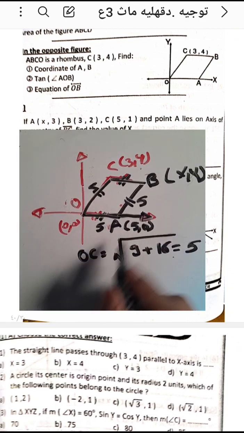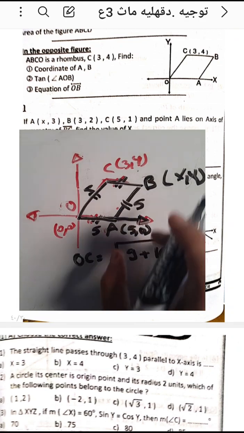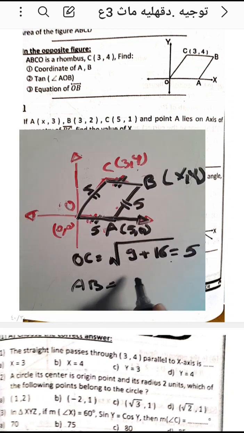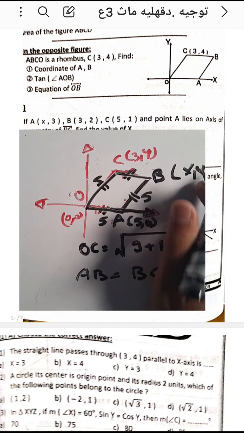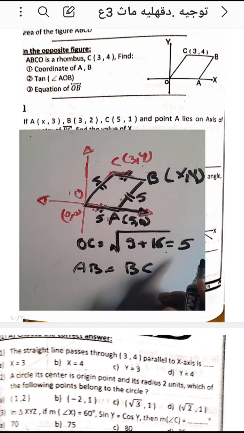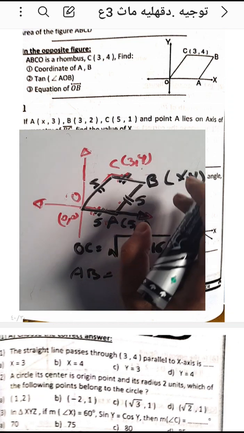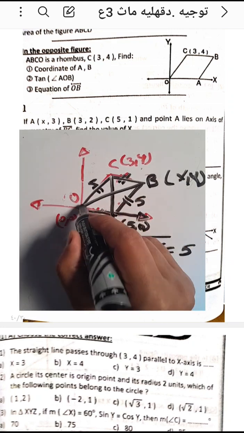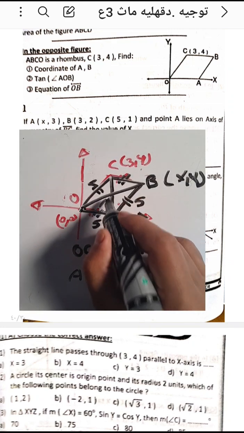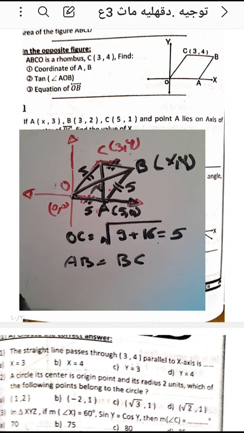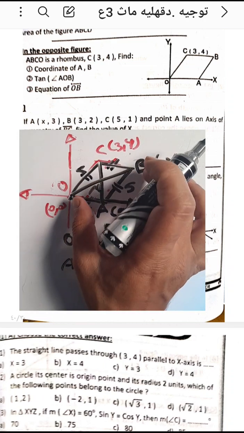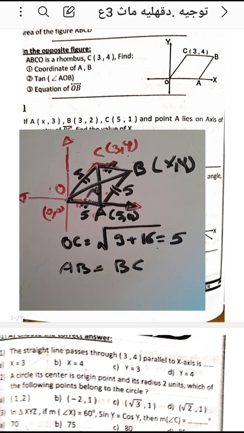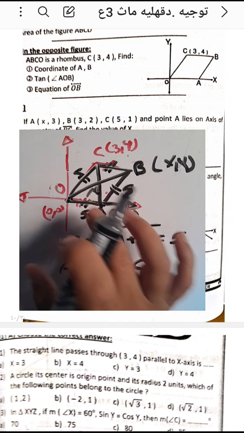Now I can find the length of AB because AB equals BC, and we have two unknowns here. How can we find it? We can find it by using the midpoint rule. Put the midpoint M here in the example, where M lies between B and O. We find the coordinates using the midpoint between them.